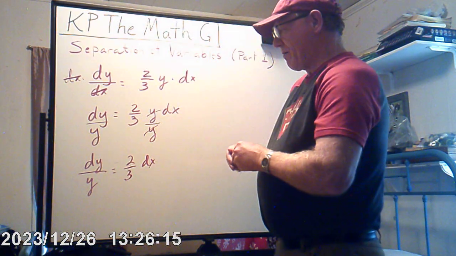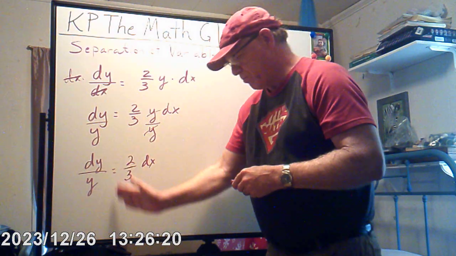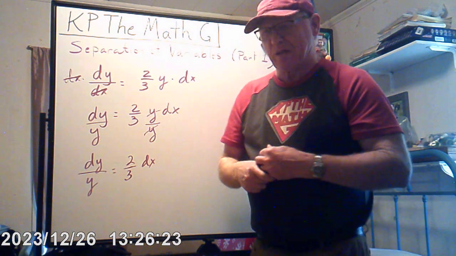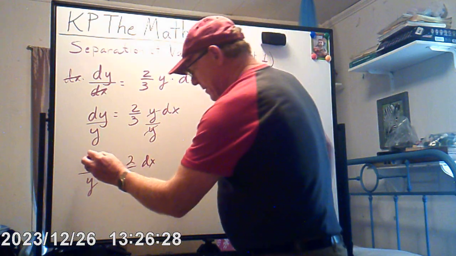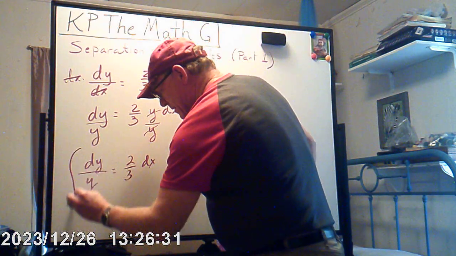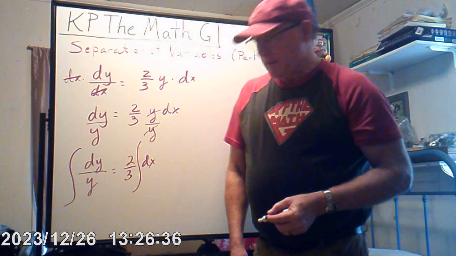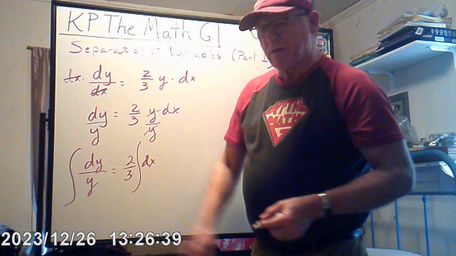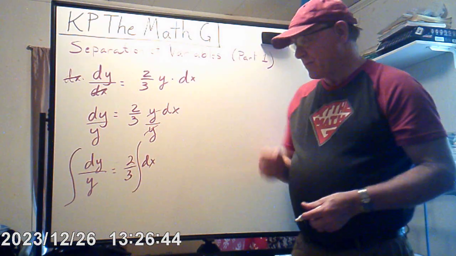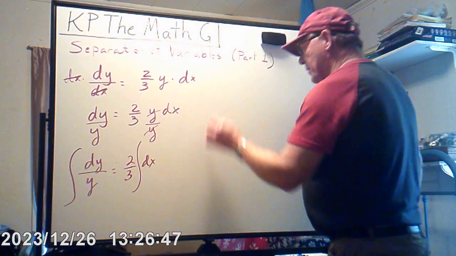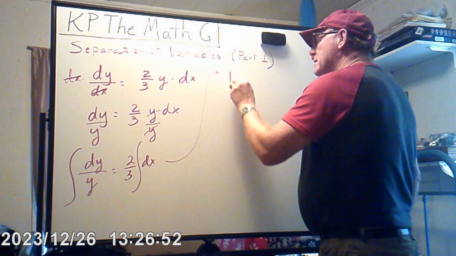Now, with the separation of variables, we still have to take the antiderivative, and we're going to come up with a general solution. To do that, this side and this side need to be integrated. Don't you know what the antiderivative of dy over y is? It is ln of y.